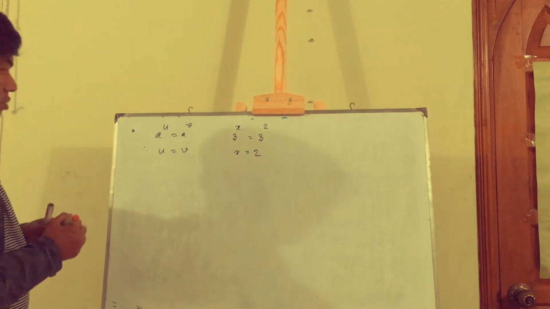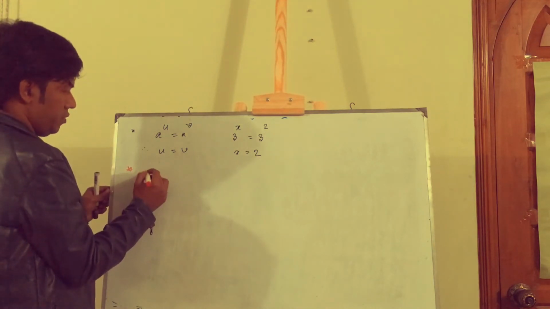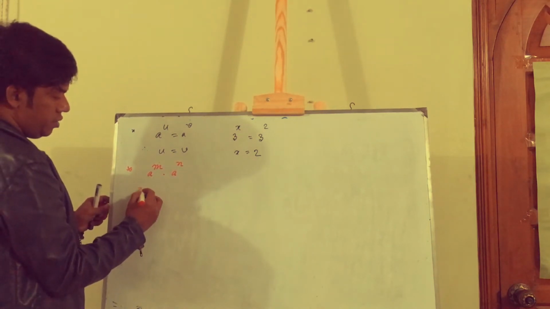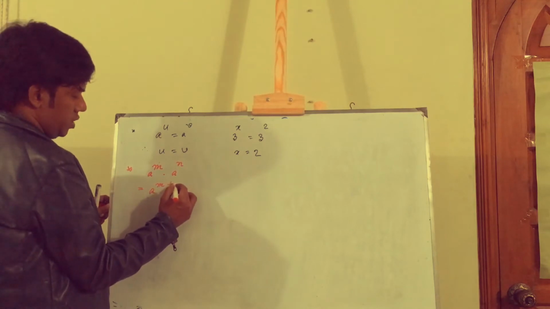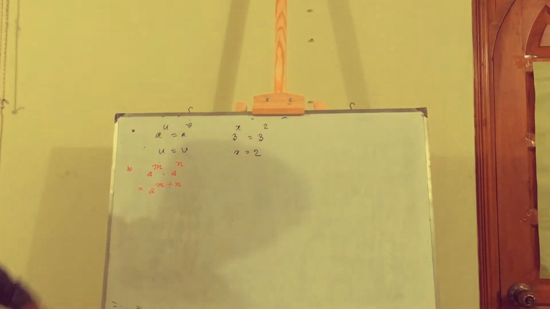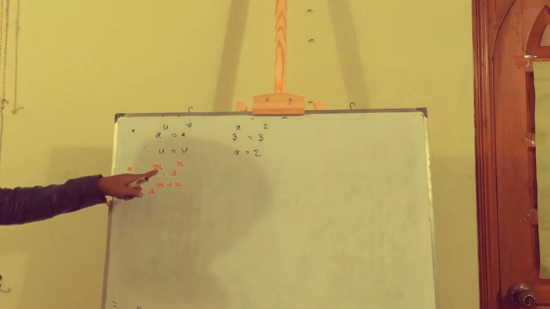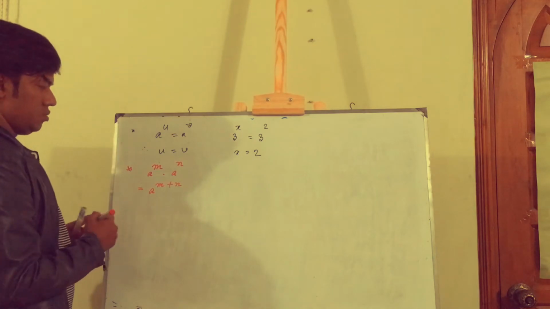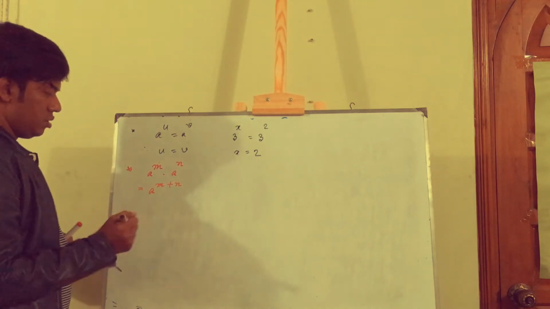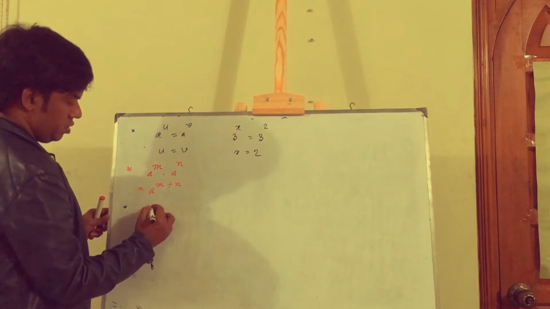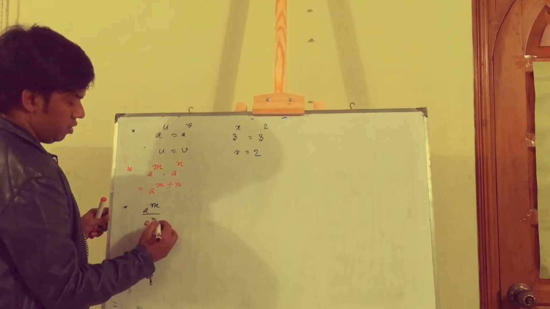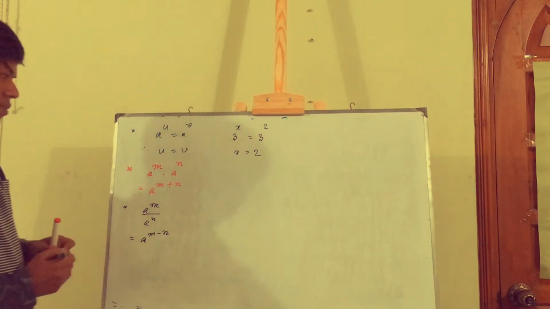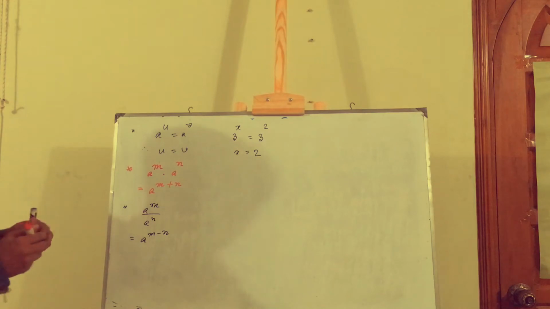Now there are a couple of rules for this kind of maths. For example, if you have a to the power m into a to the power n, then this will actually be a to the power m plus n. So when there is multiplication, the powers get added. This is one thing. And if you have division, like a to the power m divided by a to the power n, then the power will be subtraction. Let me show you what I mean by this.